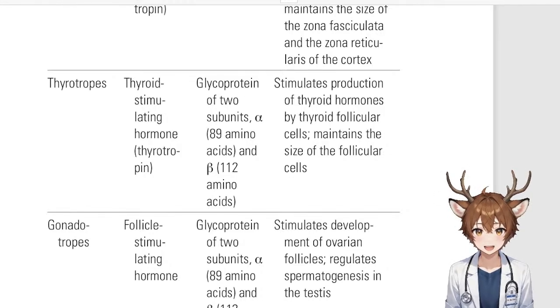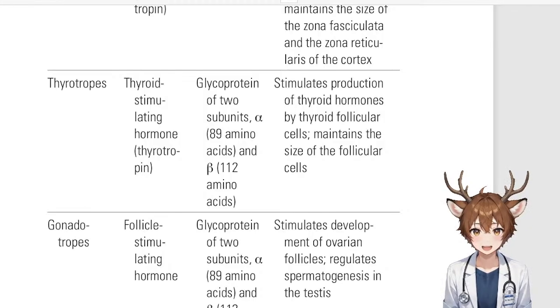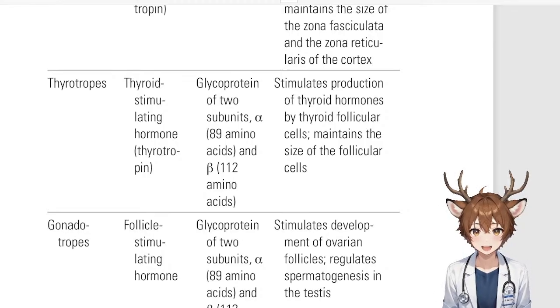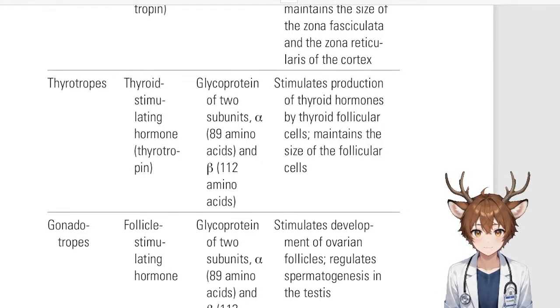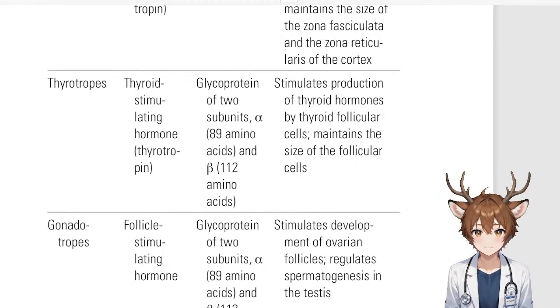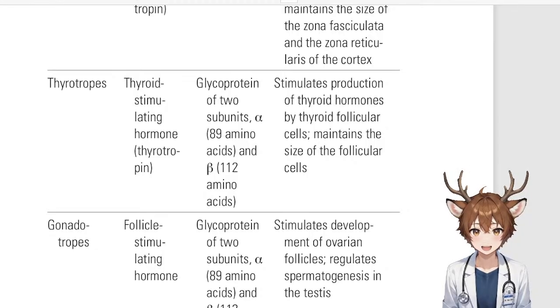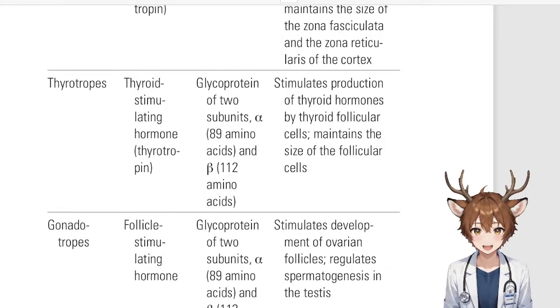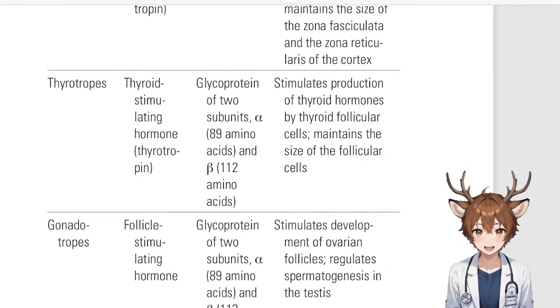And when it says maintains the size of the follicular cells, all that's really saying is that that's where it's acting on. Because what happens is if a hormone is not acting on a particular endocrine organ, it atrophies, right? So let's say, for example, if we don't produce enough TSH, your thyroid will atrophy. If you don't produce enough ACTH, well, then those zones of the adrenal cortex will atrophy, right? Because it has to have stimulation for it to maintain its size.